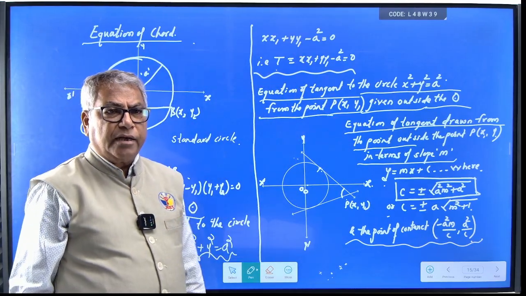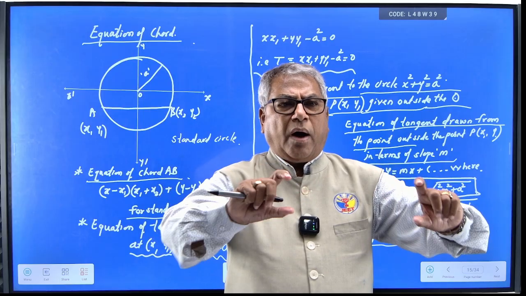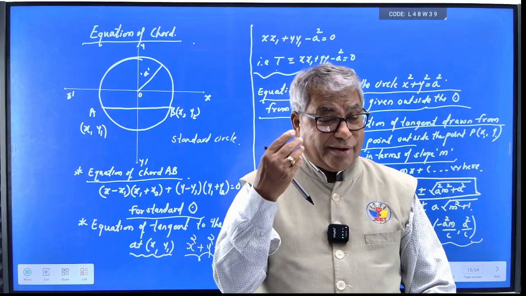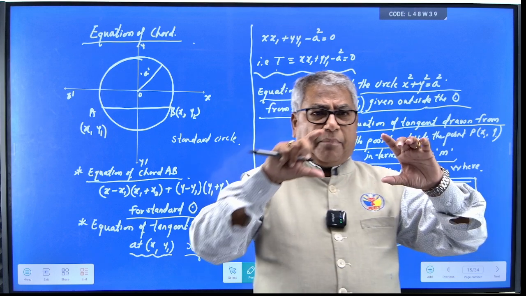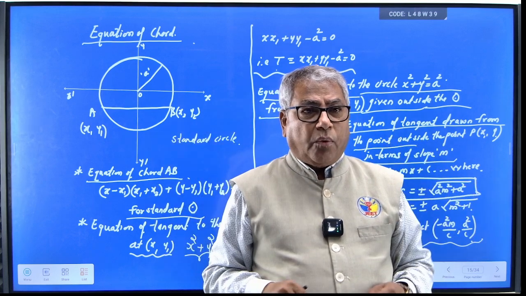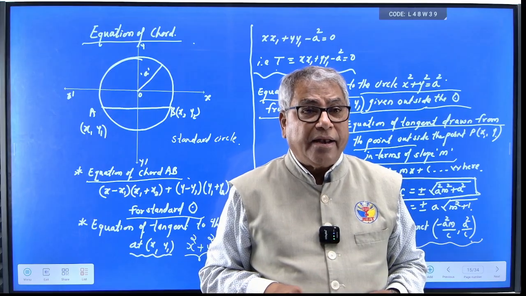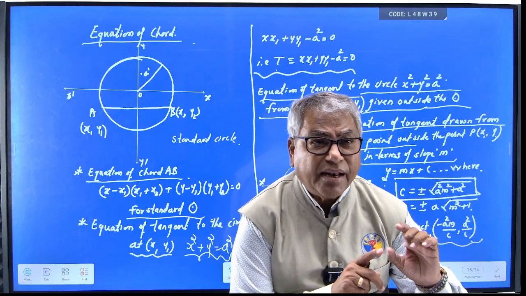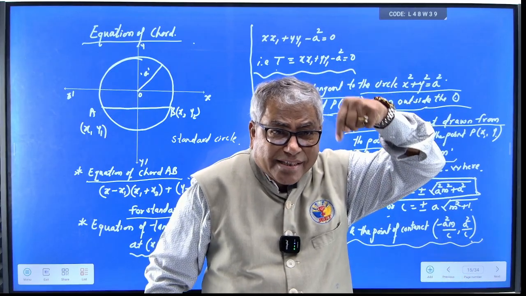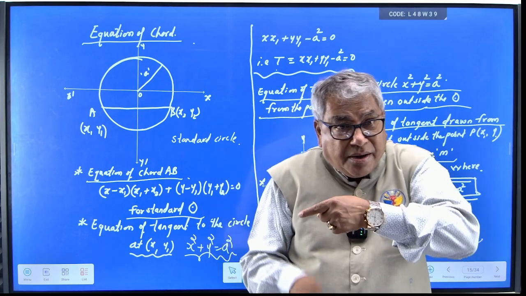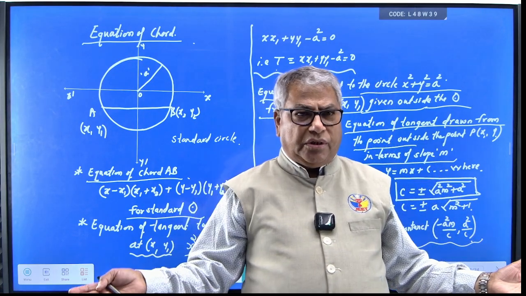What is the equation of the standard circle? x square plus y square is equal to a square. Listen carefully. What is the equation of chord? Equation of chord is x minus x1 into x1 plus x2, plus y minus y1 into y1 plus y2, is equal to 0.